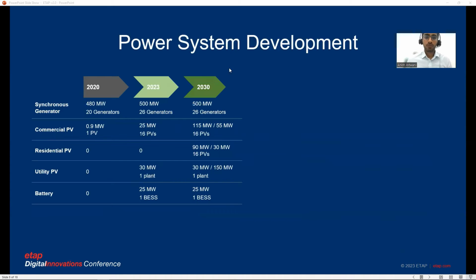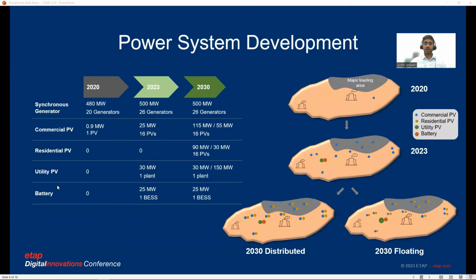So the power system was majorly a fuel-based system in 2020, and there were hardly any renewables in the picture. In 2023, some of the rental generation fleet was decommissioned, and newer, more efficient synchronous generators were installed. So the generation capacity sees some change here. 2023 also sees installation of commercial and utility PV along with a battery system. These were the locations of the different commercial PV installations, the battery, and the utility plant.